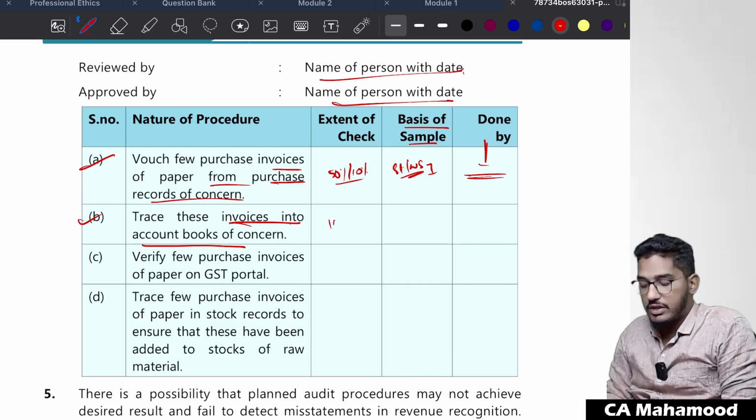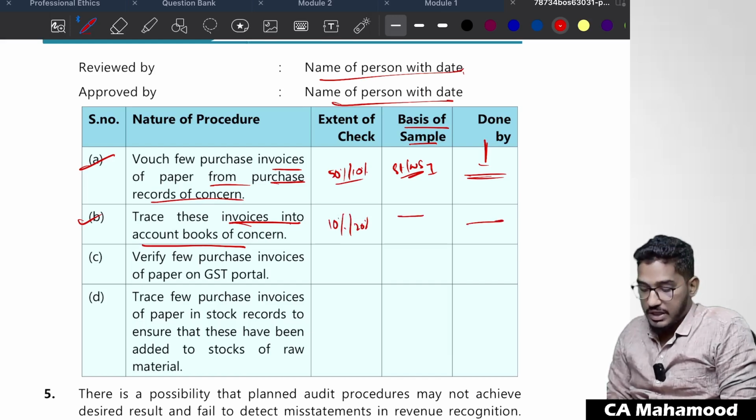How much extent of checking have you done? Did you do 10%, 20%, 30%? What is the basis for your sample? Who did it? Verify few purchase invoices of paper on the GST portal. Take a few purchase invoices and cross verify on the GST portal. How many transactions will you verify? What will be the basis of your sample?